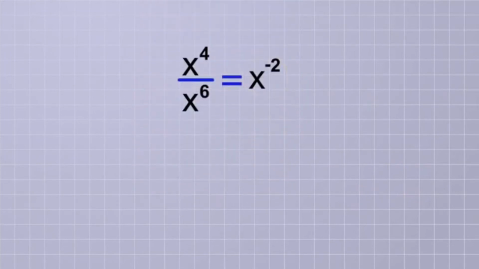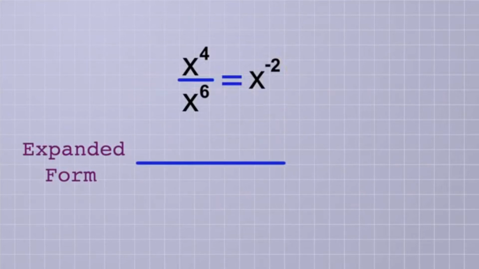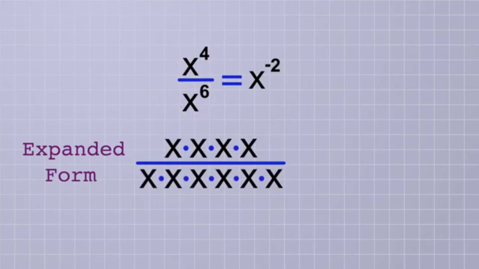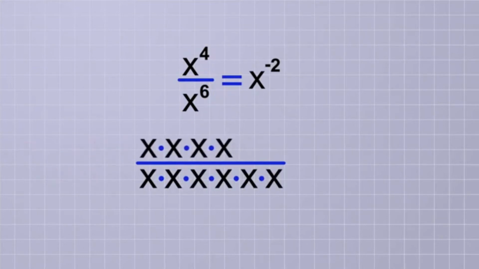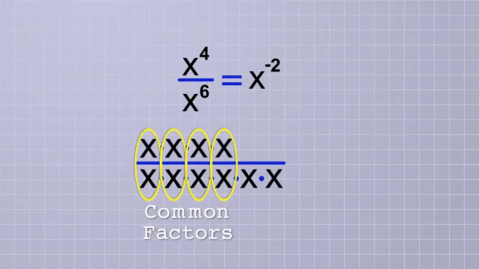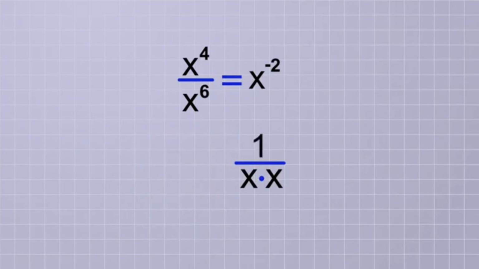Let's try writing it out in expanded form to see if that's true. On the top, x to the fourth would be the same as 4 x's multiplied together. And on the bottom, x to the sixth would be the same as 6 x's multiplied together. Once again, we see that there are pairs of common factors that we can cancel. 4 pairs to be precise. And when we cancel them all, we're left with a 1 on the top, because there's always a factor of 1, and only two x's multiplied together on the bottom.